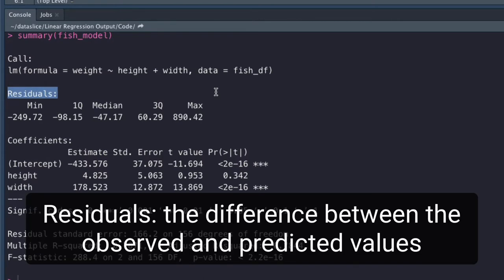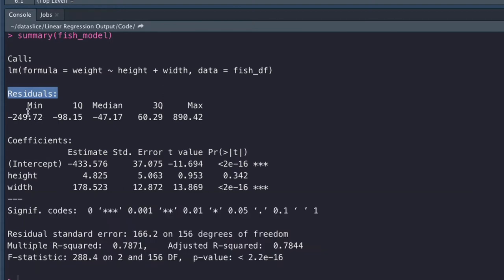Next are the residuals. Now the residuals are the difference between the observed and predicted values. So we've got the min, which represents the data point furthest below the regression line, the first quartile, so 25% of the residuals are less than this number, the median, the third quartile, where 25% of the residuals are greater than this number, and the max, or the point that's furthest above the regression line.